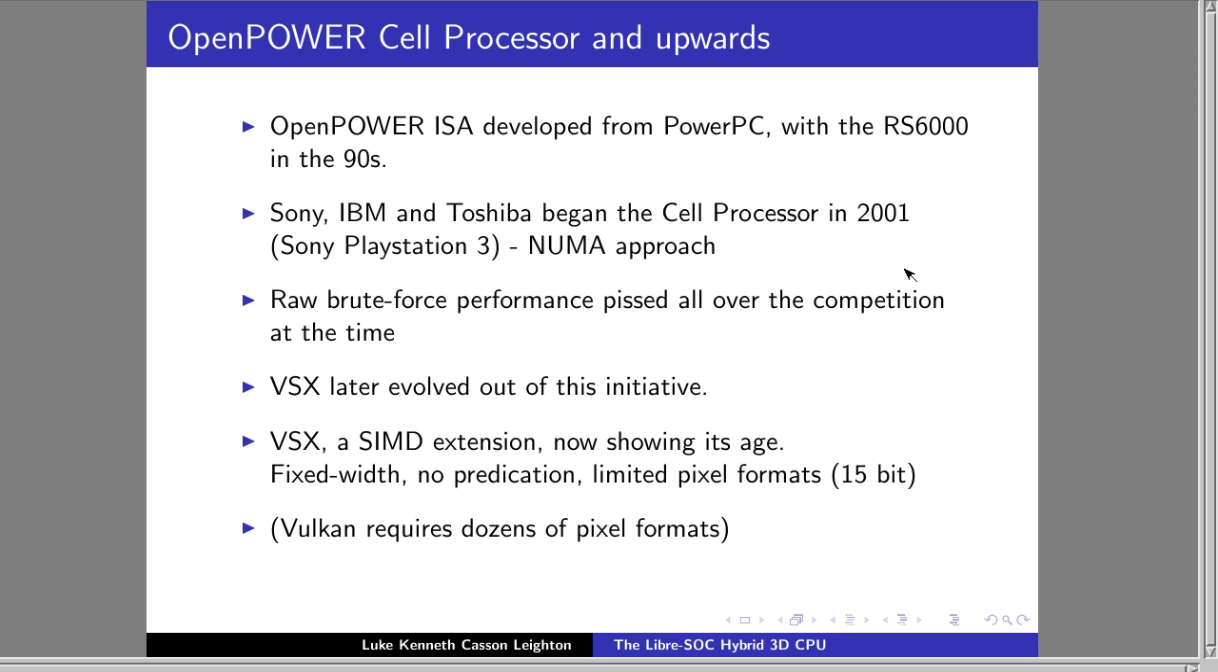is now showing its age. Its fixed width, there is no predication. So again, if you look at the SIMD considered harmful approach, it applies to VSX, unfortunately. It does not have predication, which is critically important for 3D. And it has limited pixel formats. It has one 15-bit or 16-bit pixel conversion thing, and Vulkan requires dozens of hard pixel formats.